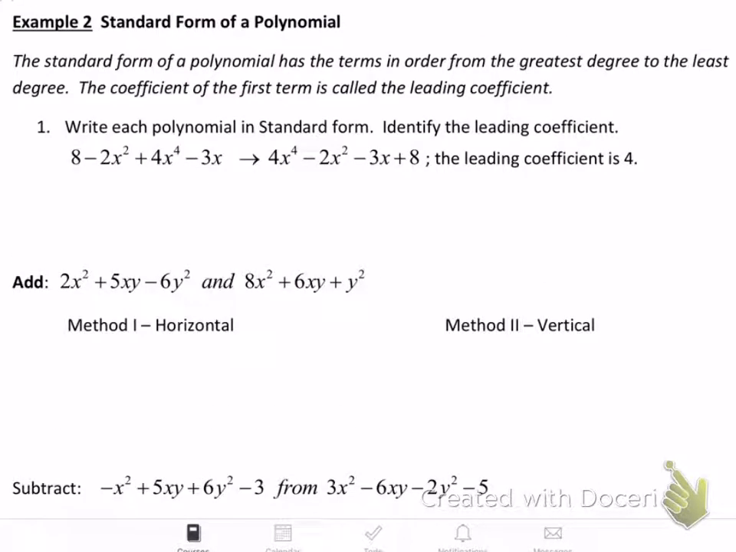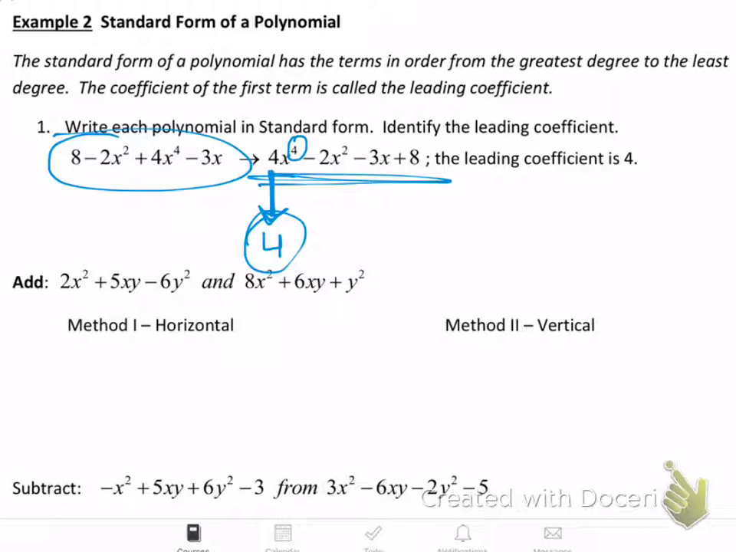This statement in italics is just re-emphasizing what I had already said. When you get a final answer, you need to make sure that it is in decreasing order in terms of your exponents, the degrees. The directions here say write each polynomial in standard form and identify the leading coefficient. The leading coefficient is the coefficient of the first monomial.